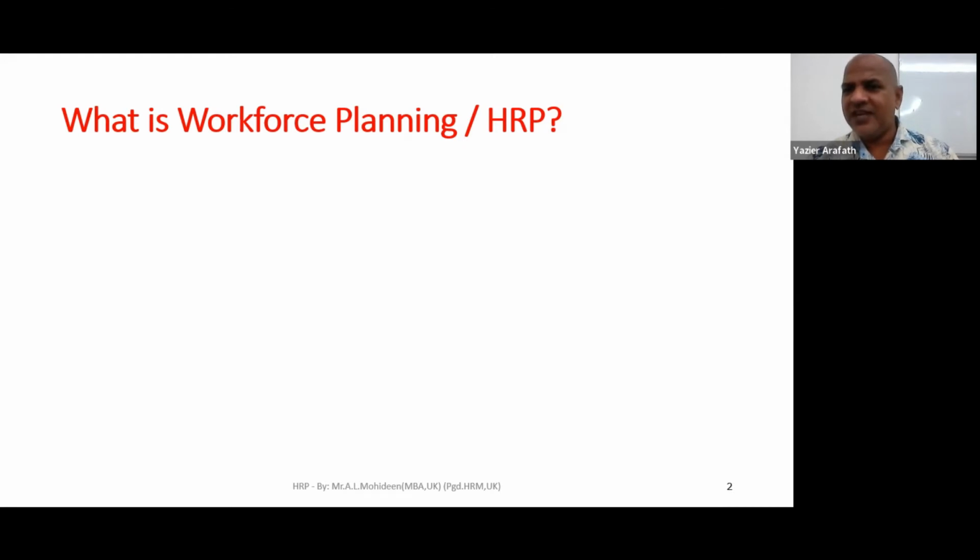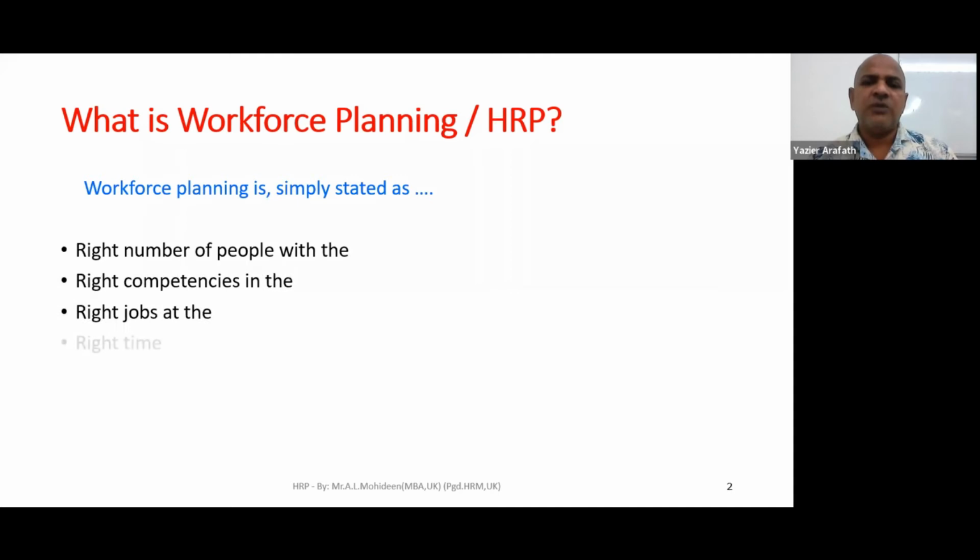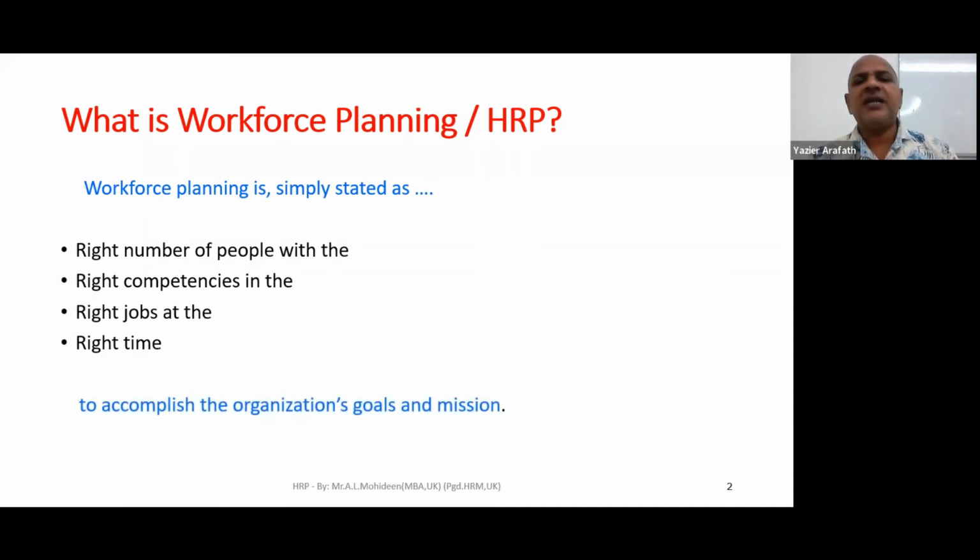So we need people to run the service, and at the same time the needs have to be analyzed. The workforce planning should be done. Let's understand what workforce planning is, what human resource planning is about. Workforce planning is simply stated as the right number of people with the right competencies. Competencies mean the people who are able to perform a particular job in a satisfactory way. That is competencies, for the right job at the right time to accomplish organizational goals and missions.